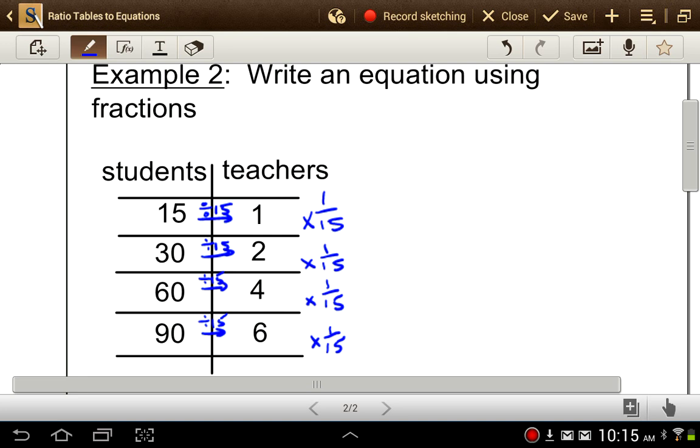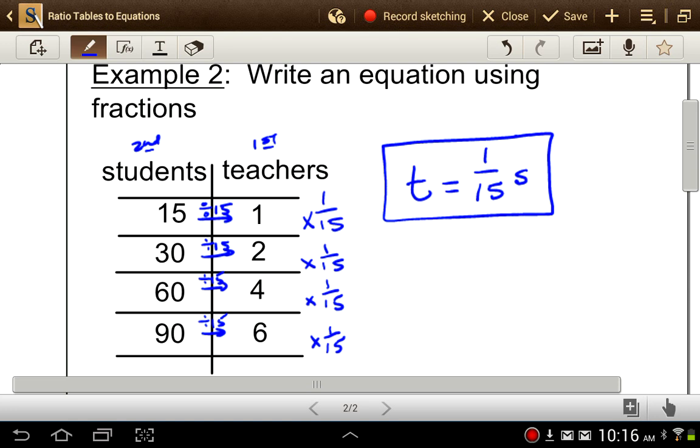Okay? Now I'm going to write the same thing. My left column goes first. My right column goes second in my equation. So it's going to be teachers equal. How do you find my teachers? We're always trying to find that second column, that teachers. My teachers equal, well, I take the fraction 1/15 and I multiply that by the number of students, S. So teachers equal 1/15 of the S.